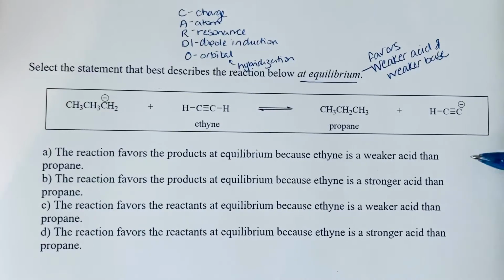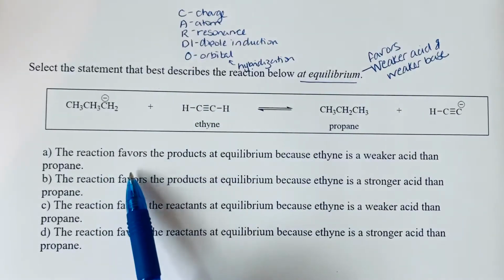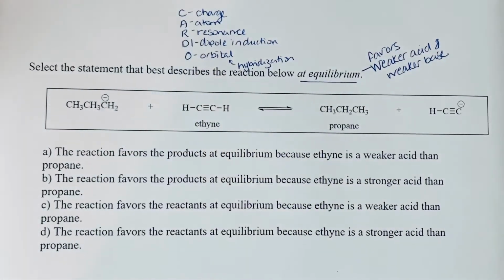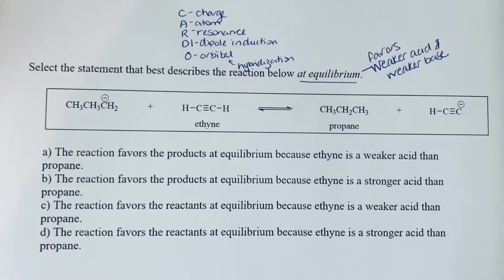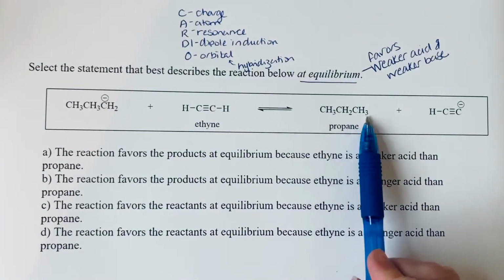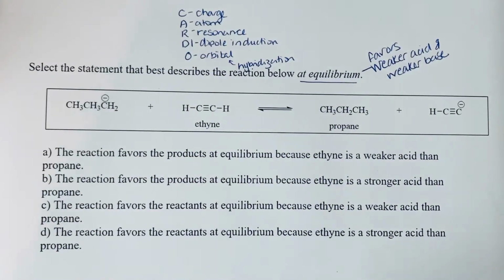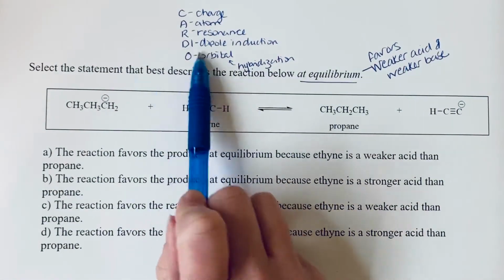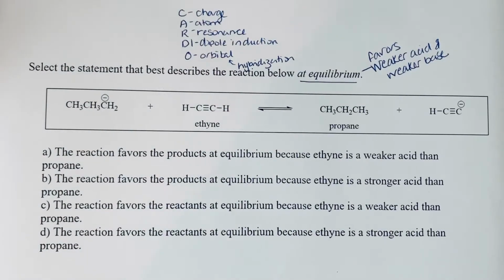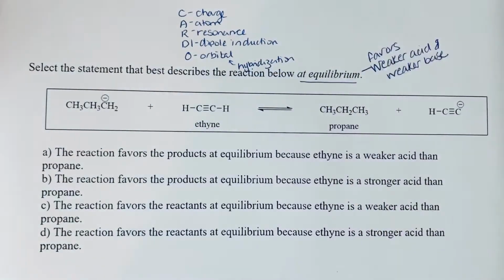Okay, so if we're comparing ethyne and propane in terms of charge, well, they're both neutral. In terms of atom, well, that would be the atom that you have a hydrogen attached to, right? So you'd be looking for the most acidic hydrogen. Well, in ethyne, you only have hydrogens attached to carbon. In propane, you have hydrogens attached to carbon. Resonance. So that's once you form an anion, can you draw any resonance structures? We cannot for either of these. Dipole induction might be the presence of an electronegative atom somewhere. None of this is getting us to what we need to know. So it comes down to orbital and hybridization.